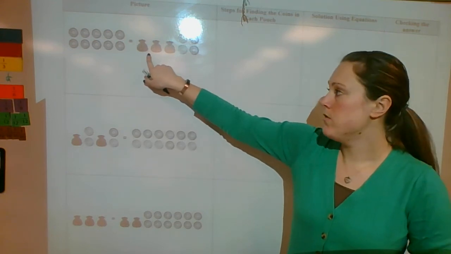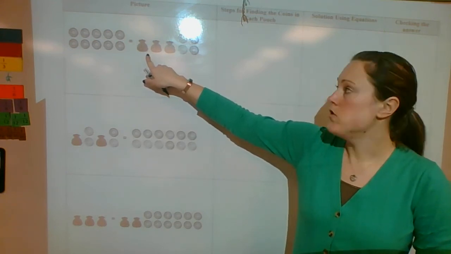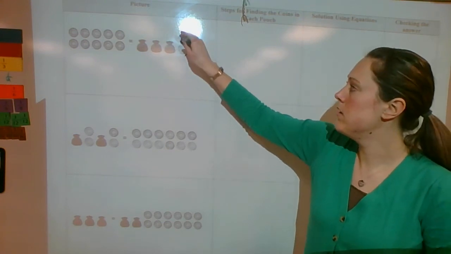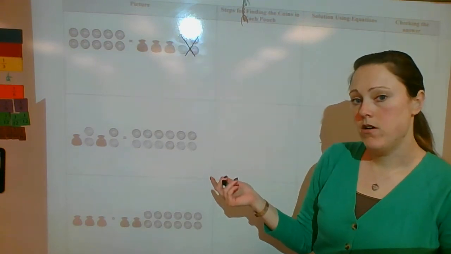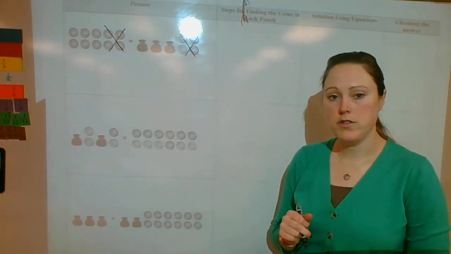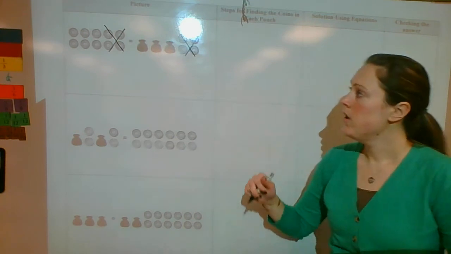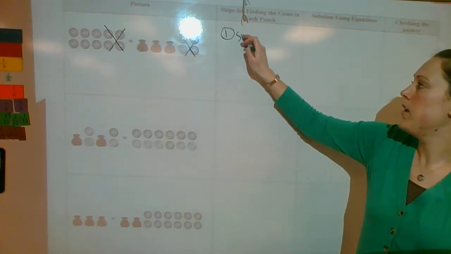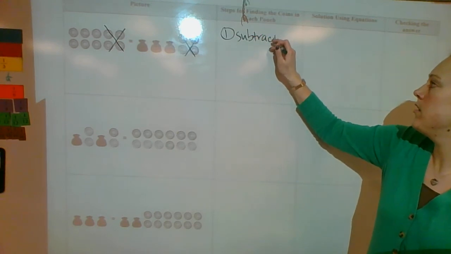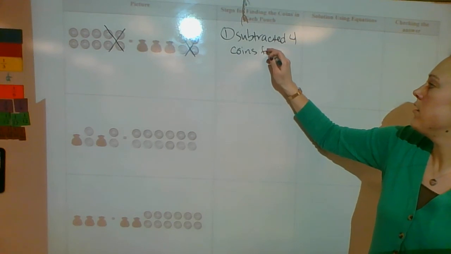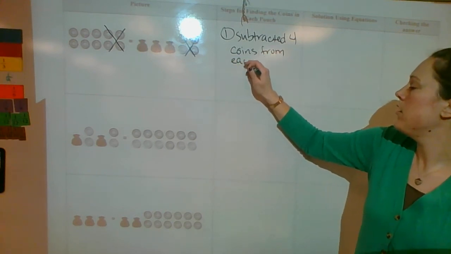So I'm going to get these 3 by themselves first. My first step is I need to get rid of these extra 4 coins. If I do it on one side though, I need to also do it to the other side so that I keep these 2 equations balanced and equal to each other. So in doing that, my first step that I'm going to write down is that I subtracted 4 coins from each side.